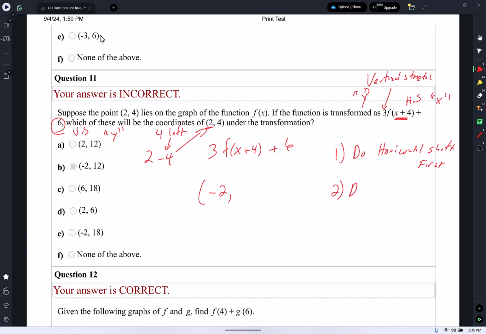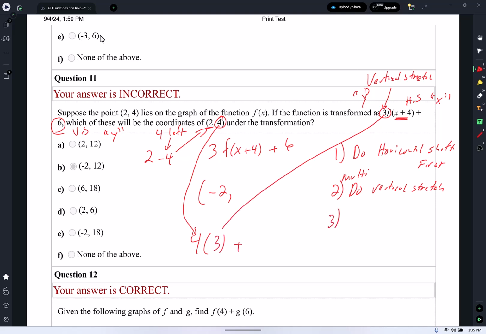Second, multiply. I'm just going to write the word multi. Do the vertical stretch. So when you read my direction and it says multi, you know we're going to multiply by that vertical stretch. So take the y value, 4, and multiply it by the vertical stretch. What's 4 times 3? And then the last step, in combination with step 2, add the vertical shift to y. My vertical shift was 6. So 4 times 3 is 12. What's 12 plus 6? Yeah. That's the number you're going to put right here.